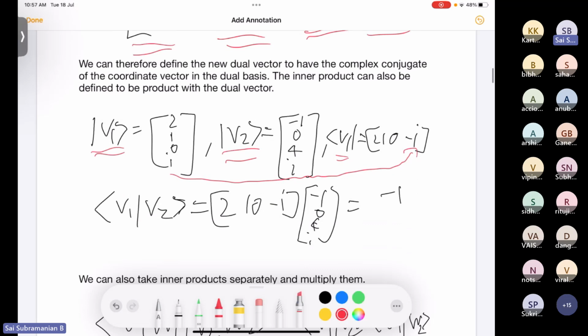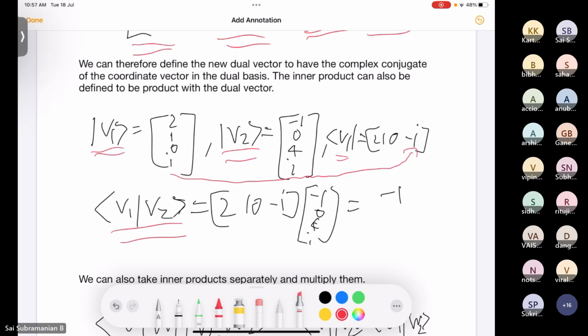Complex inner product. Same as we saw last time, just multiply the dual vector and the second vector in normal matrix algebra, and that gives us the inner product. Okay, so we have our vectors that represent two qubit systems. We can define corresponding dual vectors and we can take inner products.